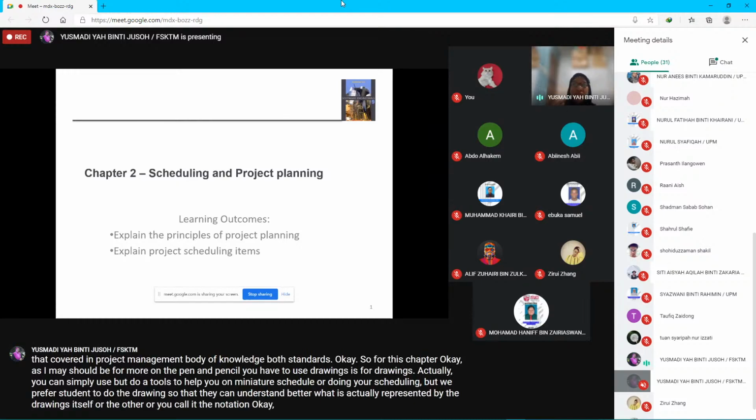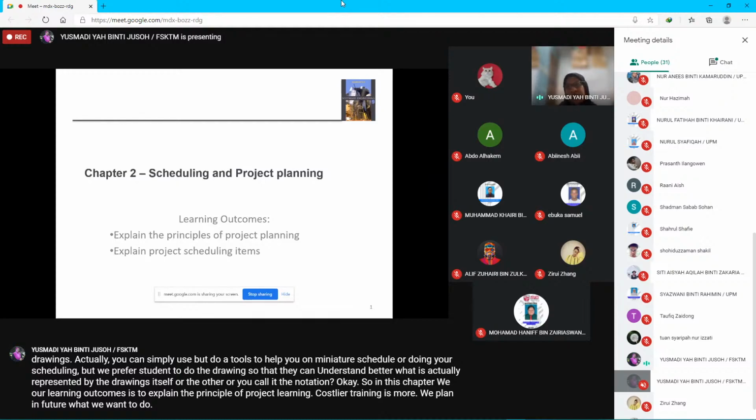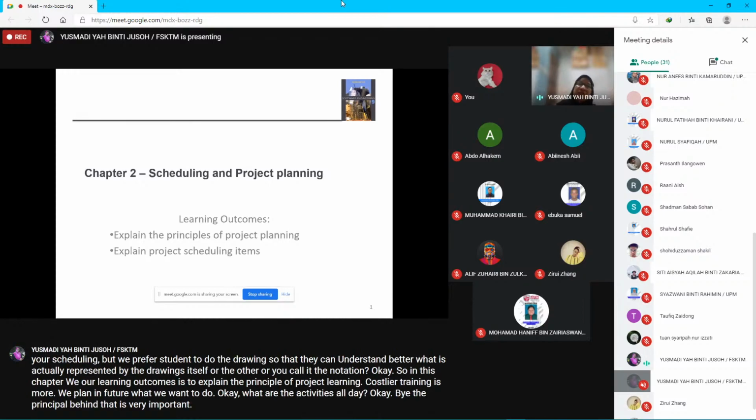Okay, so in this chapter, our learning outcome is to explain the principle of project planning. Of course, planning is what we plan for the future, what we want to do. Okay, what are the activities of that? But the principle behind that is very important. The second objective is to explain project scheduling items.